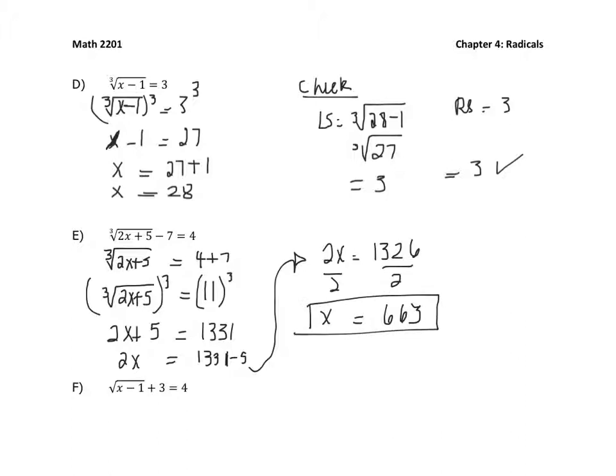And if you want to check, let's just check that one to make sure we did it right. So the cube root of 2 times 663 plus 5 and then minus 7 is going to be 663 times 2 plus 5 is 1331, and then you want the cube root of that.